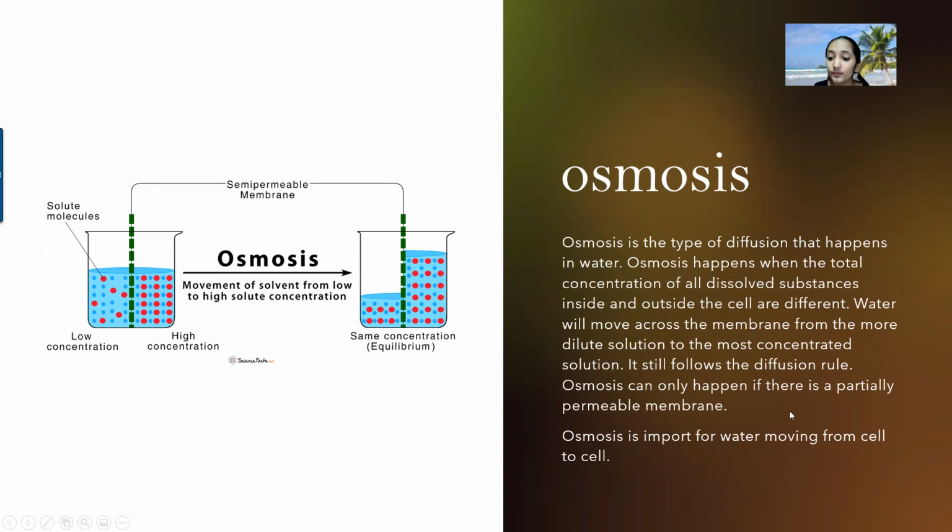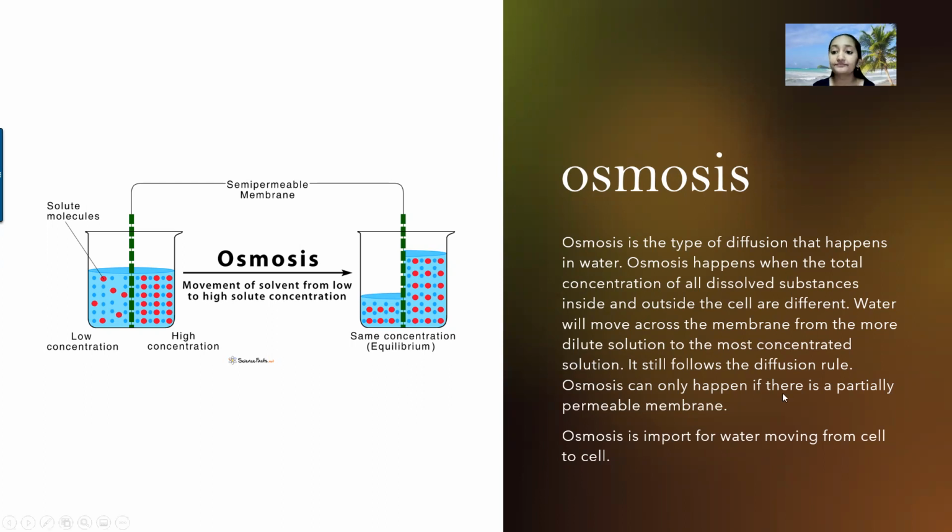Osmosis can only happen when there is a partially permeable membrane. Osmosis is important for water moving from cell to cell. So osmosis happens in water, same thing as diffusion, but diffusion happens in gases, osmosis happens in water.